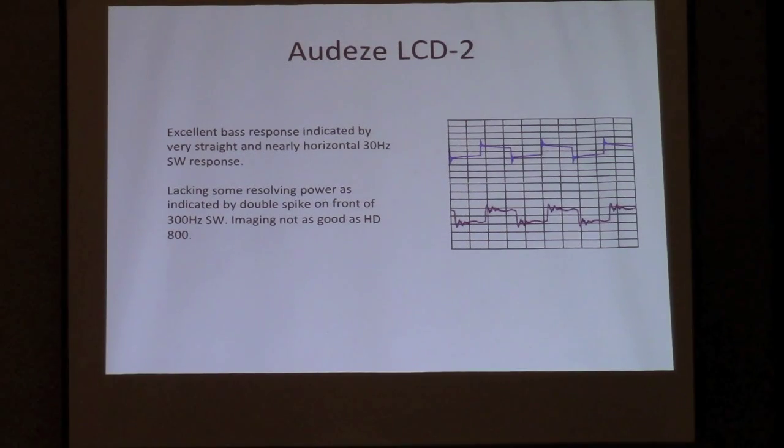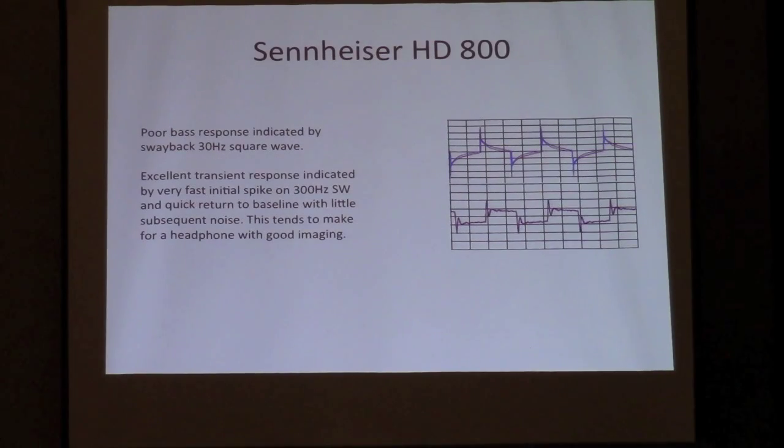And it tends to, I think, hurt imaging, because your brain builds an image by comparing the arrival times of edges and transients. And if you've got double blips on the leading edge of edges, it's not going to know where to cue as well. And as a consequence, your imaging gets a little bit destroyed. And if you look at the Sennheiser HD800, which is a headphone that has incredible imaging, it's got a very, very precise leading edge blip with nothing afterwards.